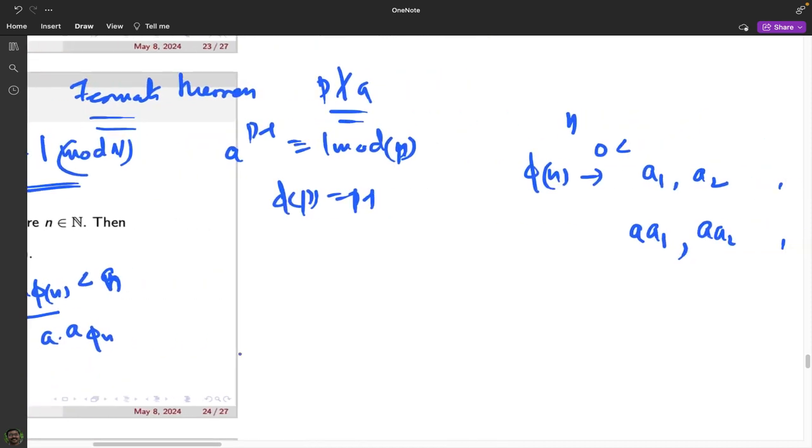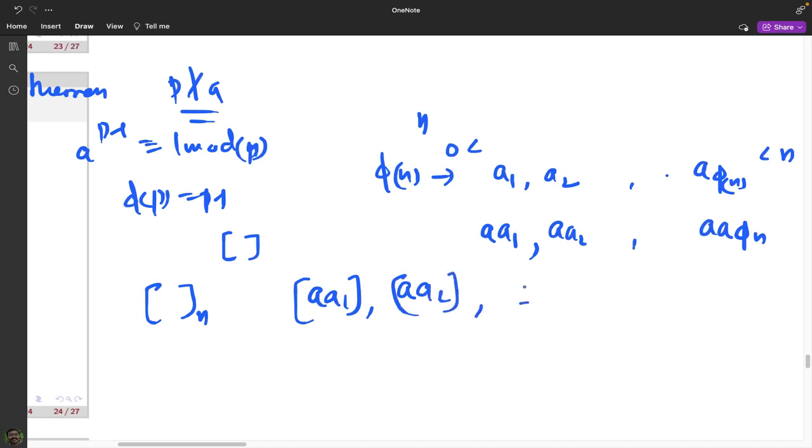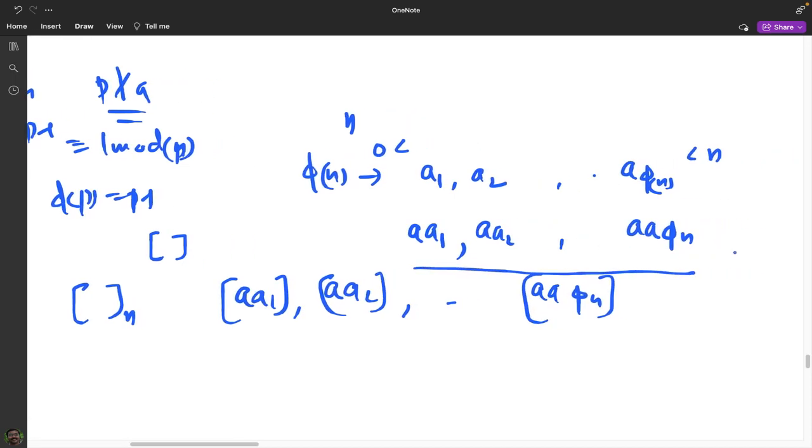Okay, so the notation for that is I am going to take a a1, and this notation means the remainder when divided by n. So I'll just be using this notation for simplicity. So I'll be considering a a1, a a2, okay, a a phi n. Okay, so I'm going to divide these numbers so that my matters are simplified, and I'm going to find the remainders when divided by n.